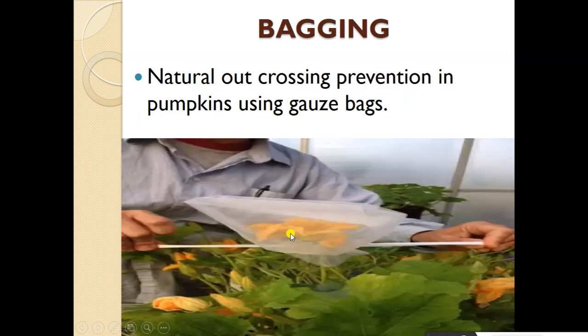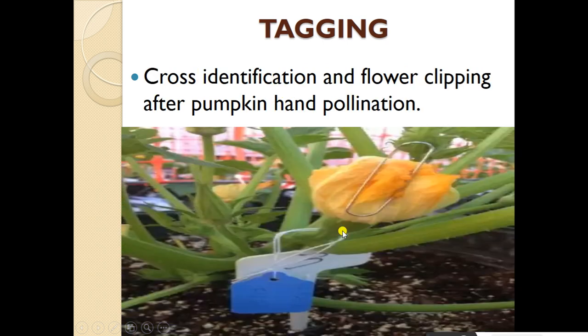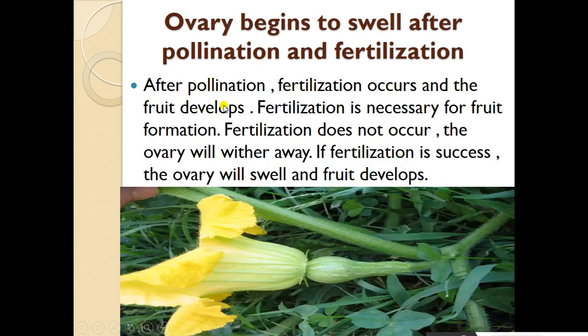Then for bagging, next operation, natural outcrossing prevention in pumpkin using the bags. Then tagging after bagging, cross identification and flower clipping after pollination; hand pollination is required. Then ovary begins to swell after pollination and fertilization. See, the ovary swells after pollination and fertilization.